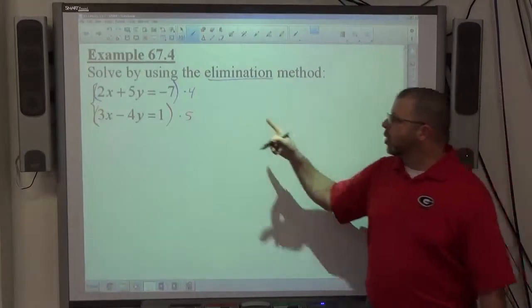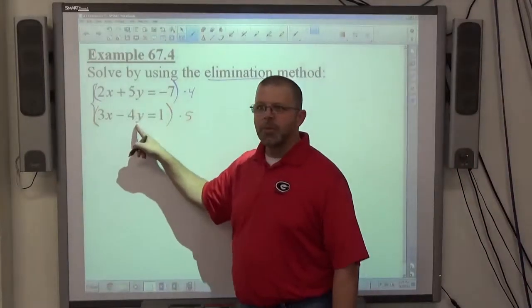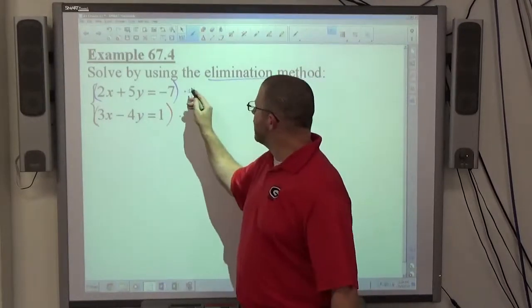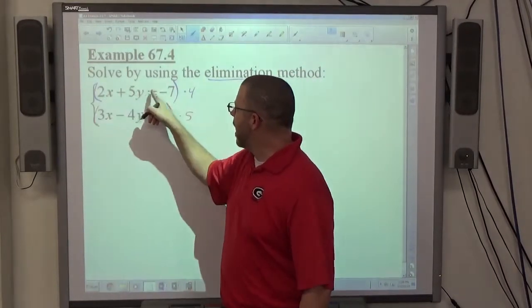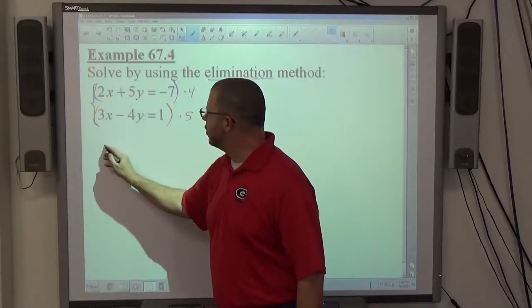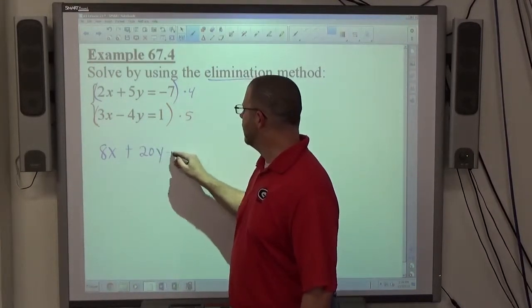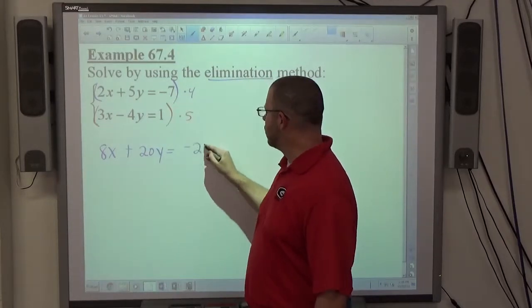And again, I don't have to worry about multiplying by a negative because the signs are already opposite of one another. So that's already been taken care of for me. If I multiply the 4 times each of the three objects in the top equation, 4 times 2x is 8x. 4 times 5y is positive 20y. 4 times negative 7 is negative 28.